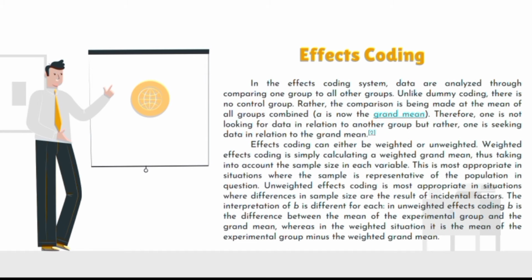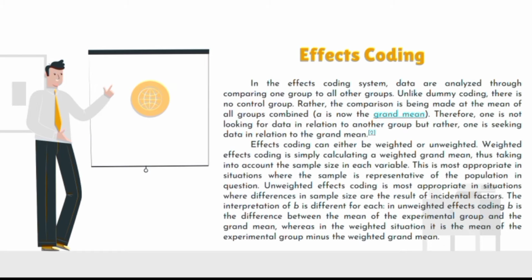Next, second is effect coding. In the effect coding system, data are analyzed through comparing one group to all other groups. Unlike dummy coding, there is no control group, rather comparison is being made to the mean of all groups combined.